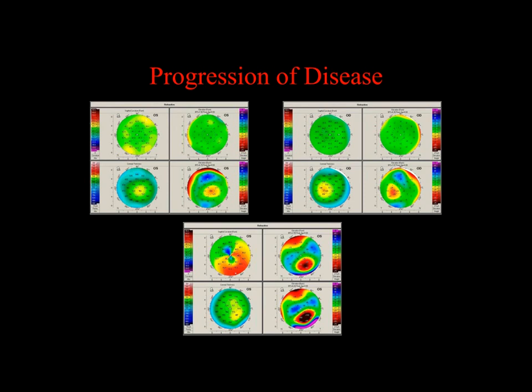The posterior cornea has a greater degree of ectasia, and that causes the thinning. So this is markedly advanced keratoconus. We have changes on every surface, but again, the posterior cornea is more ectatic than the anterior cornea.